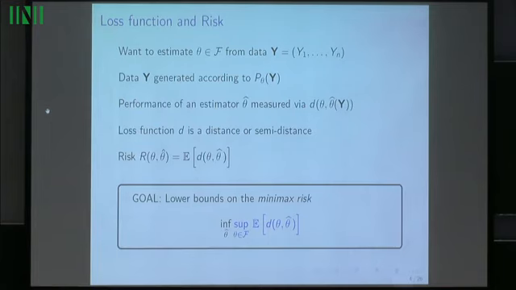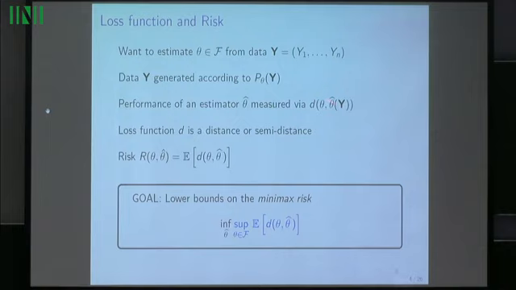Back to the general model, we have theta which belongs to some class F, and we want to estimate it using a sample y from p theta of y. And we have a loss function to estimate the performance of an estimator theta hat, and this is going to be denoted by d. So d of theta and theta hat is a loss between theta and theta hat, and we'll assume that d is a distance or a semi-distance. I'm not going to define what a semi-distance is. You can just think of it as a distance.